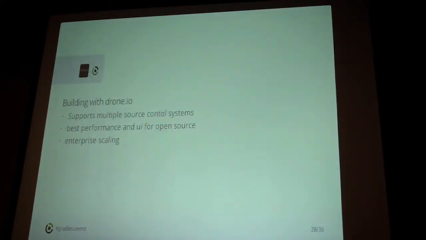I found three of them. The other one would be Drone.io. The good thing about them is they offer support for multiple source control systems, so you can use not just GitHub but also, I think, Bitbucket, and they also support Google Code. What I noticed is that when you think about hosting your open source project, Drone.io might be the best choice. The UI is quite nice.